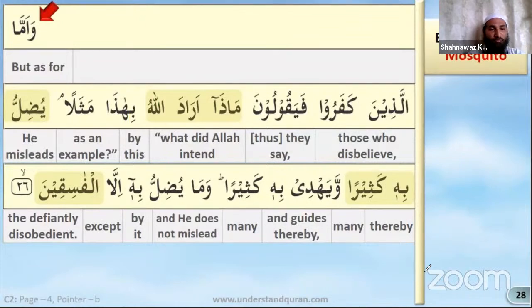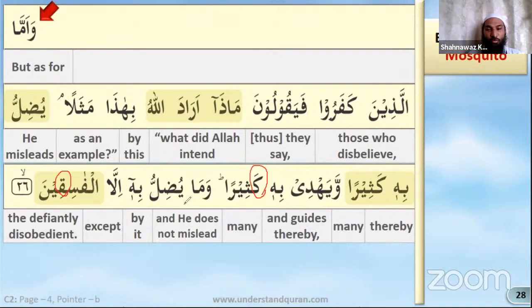Also, fasiqeen has got a qaf, so illal fasiqeen, qaf, not kaf. The kaf and the qaf have to be understood and heard properly. This is kaf and this is qaf. And when this is followed by ya, it will be qi, not ki. It will be fasiqin, qin, qin. So that sound has to come from the most behind part. Then only that qaf will be pronounced properly.